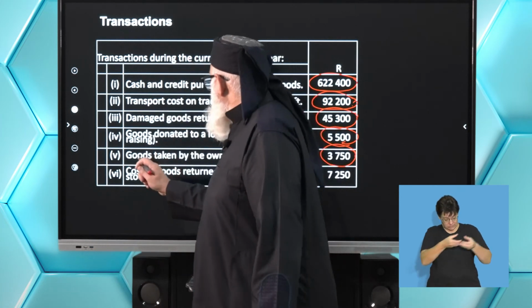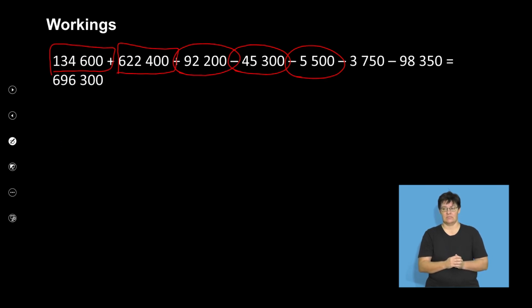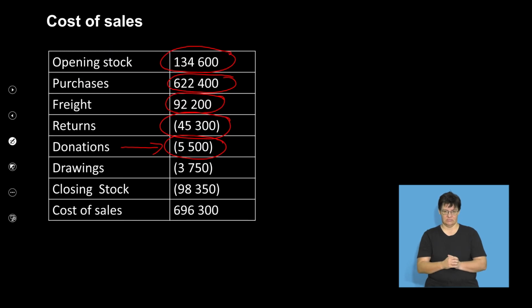It says here, goods taken by the owner for personal use, 3,750. Therefore, minus 3,750. Watch in my table, drawings, 3,750. Okay, now another question arises here.